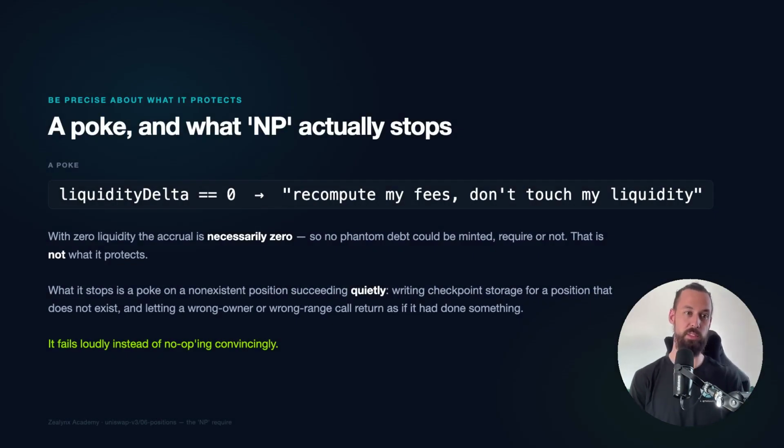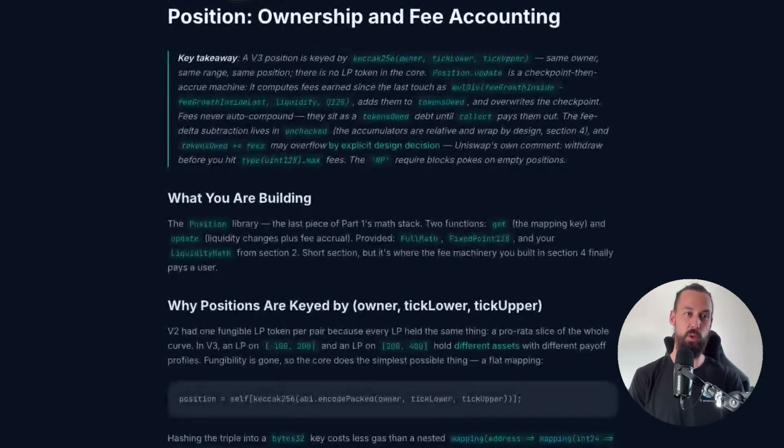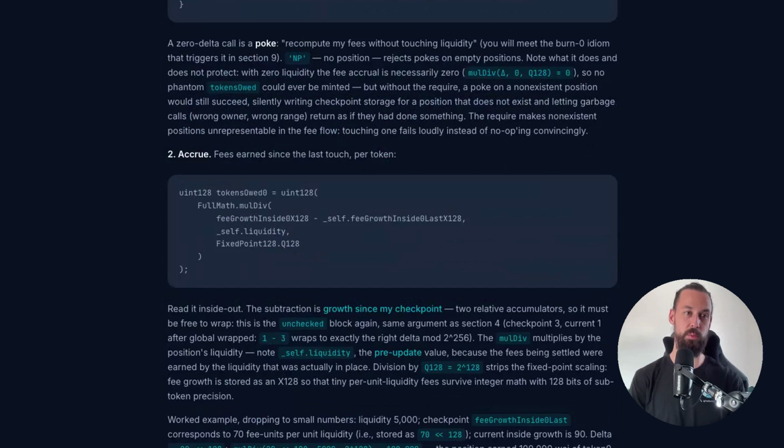And here's a thing you'll see all over V3. A call with a 0 liquidity delta is a poke. It means, recompute my fees, don't touch my liquidity. You'll meet the burn 0 idiom that triggers it in section 9. The require in that branch, NP, no position, rejects pokes on empty positions.